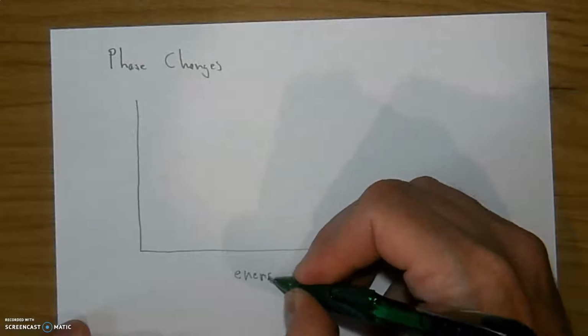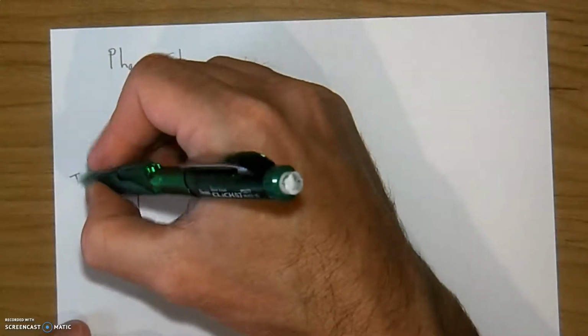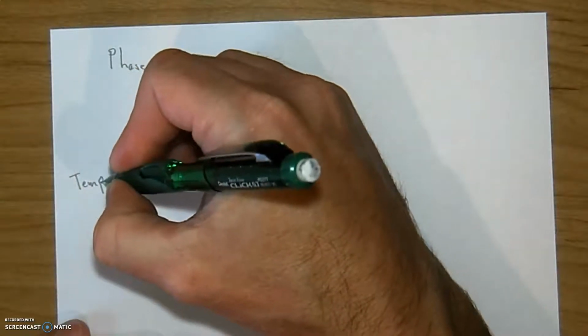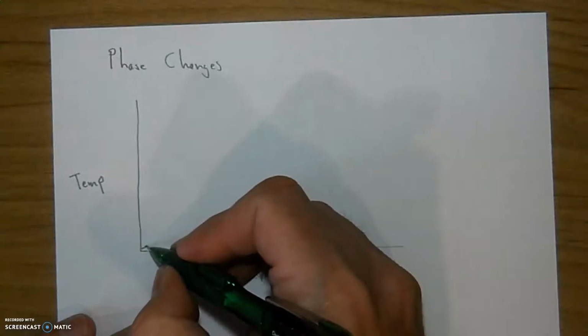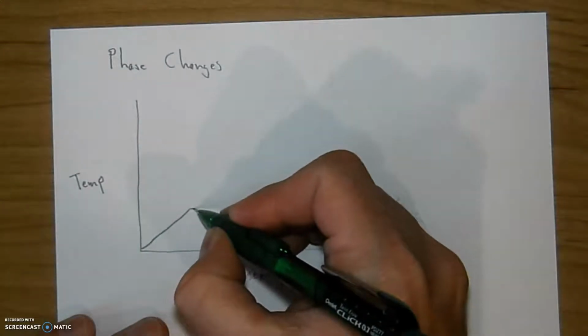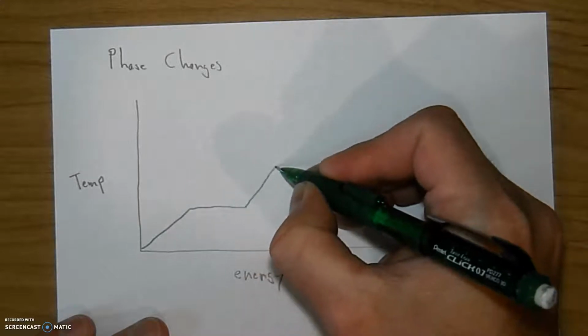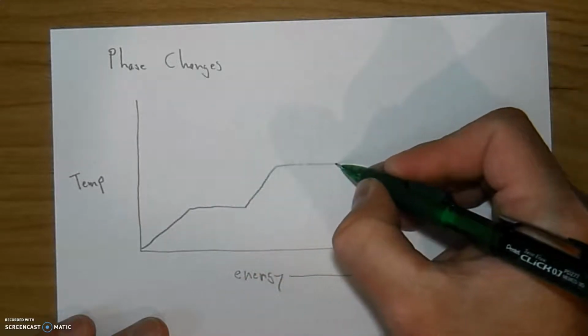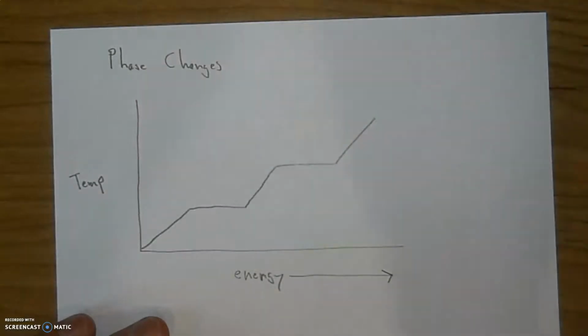Energy, increasing going this way, and temp over here on the Y. And put just kind of a generalized progression here as we add in energy. Temperature kind of goes up and it levels off and then it goes up again. We're going to use water as an example.